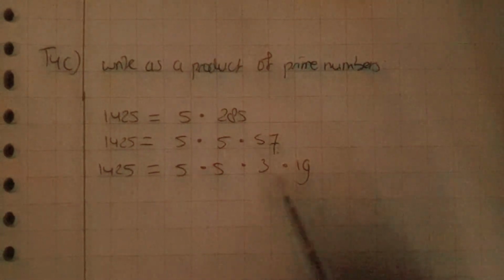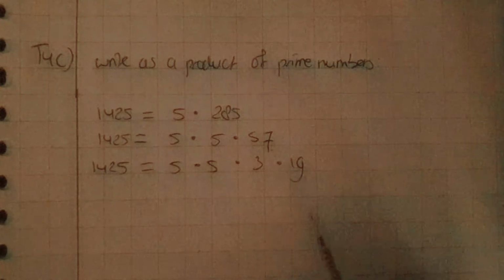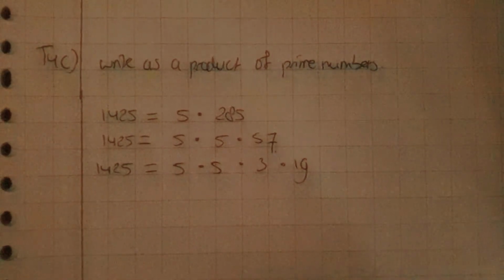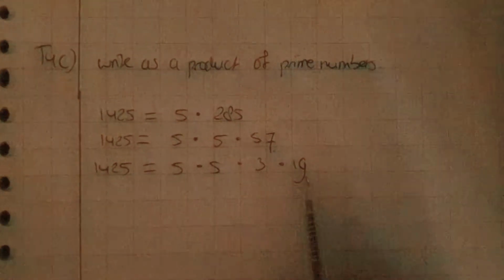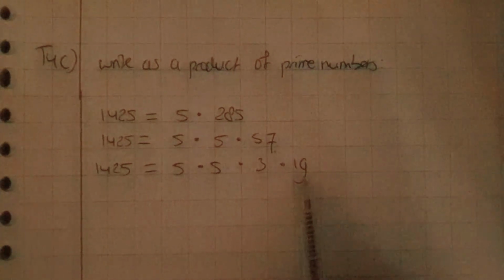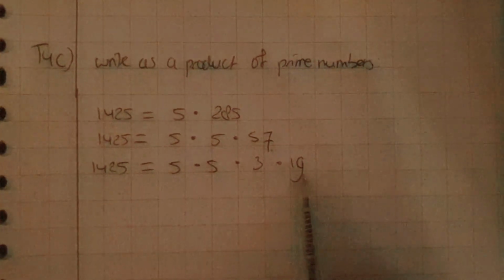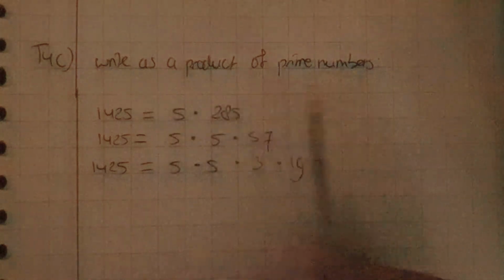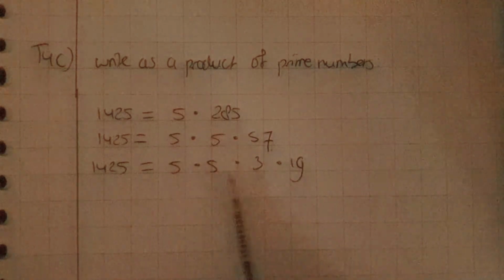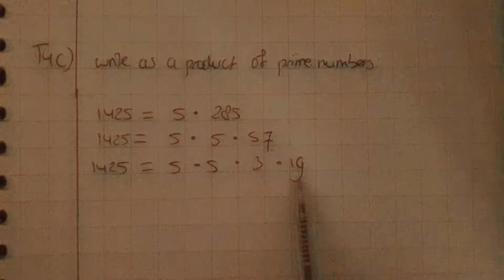Check it one more time. 3 times 10 is 30. 3 times 9 is 27. 30 plus 27 is 57. Yes. Hey, what about 19? Can I make that smaller? No, it's a prime number. So now I wrote it down as a product of prime numbers. 5 is a prime number, 3 is a prime number, and 19 is a prime number.